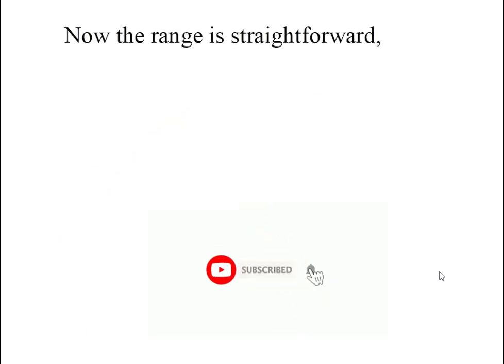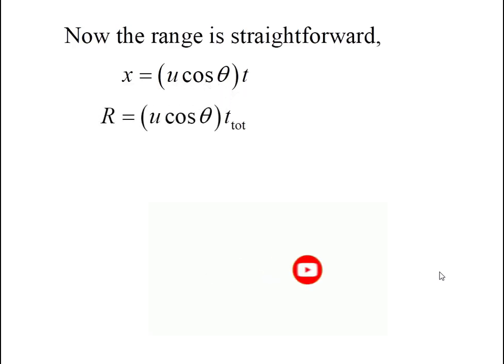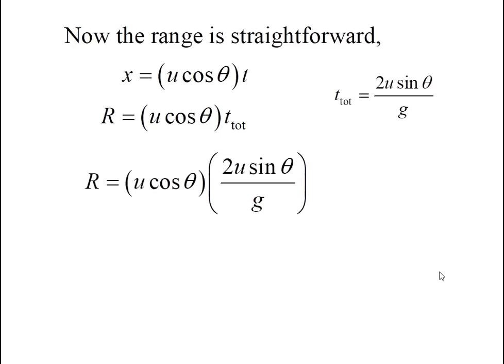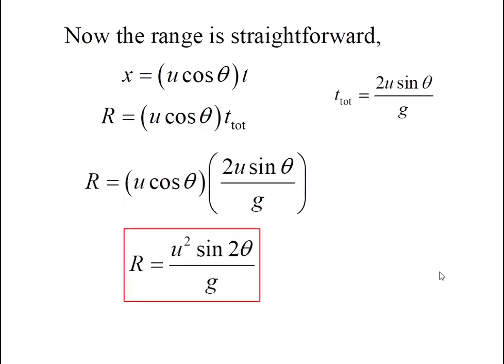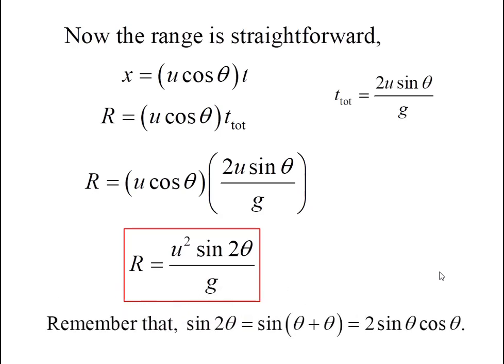Now the range is straightforward once we find the t total, because we simply place the range to be u cosine of theta times t total, but the t total is given to be 2u sine of theta over g. With direct substitution, we get the range to be u squared times sine of twice theta over g. Remember that sine of twice theta is simply sine of theta plus theta, which is 2 sine theta times cosine of theta. When we reduce this equation back to this one, we will make use of this one.